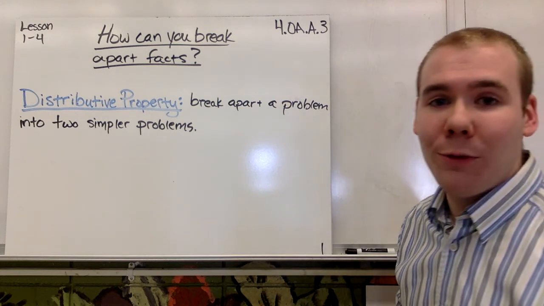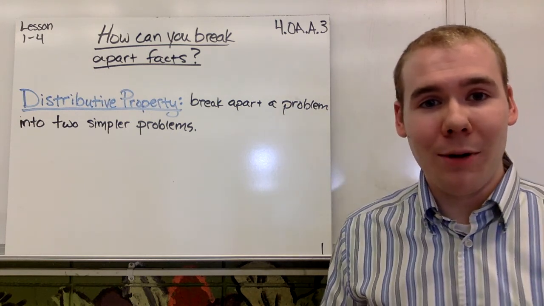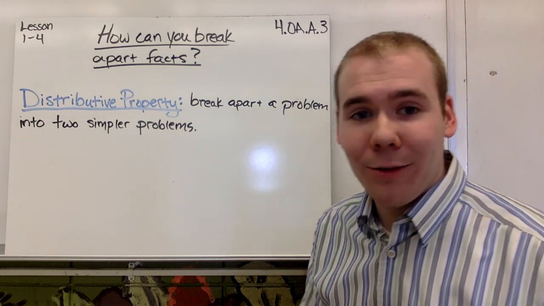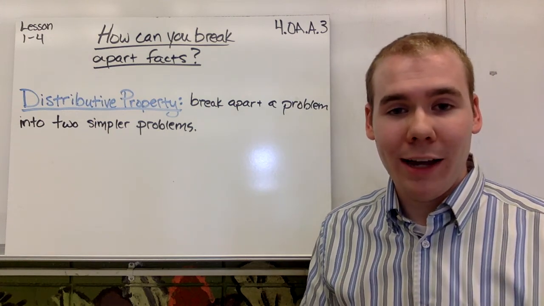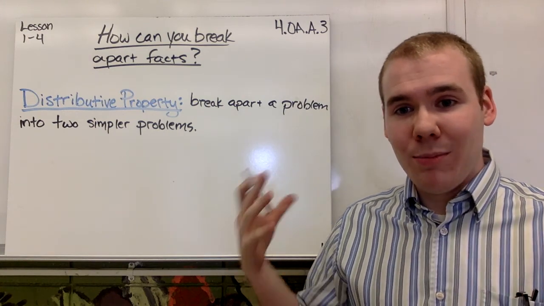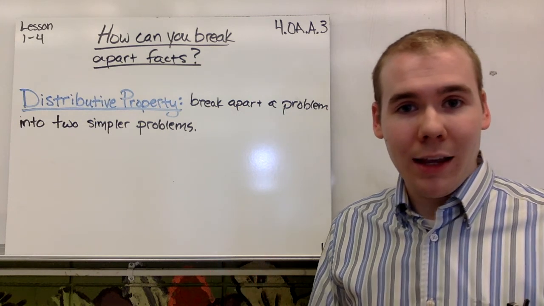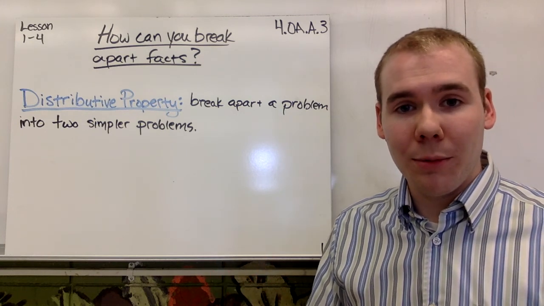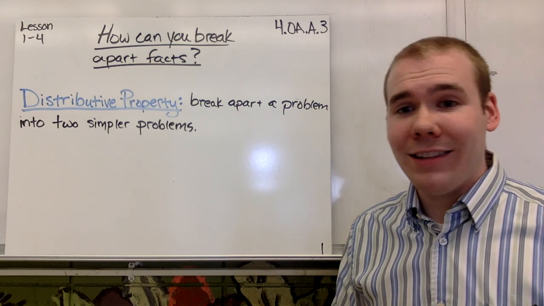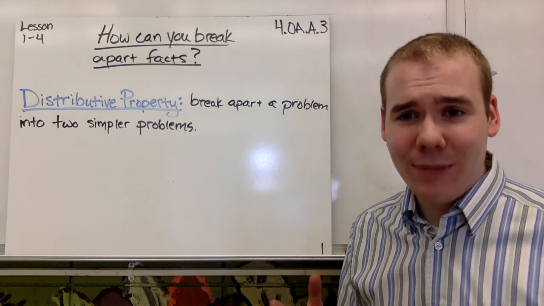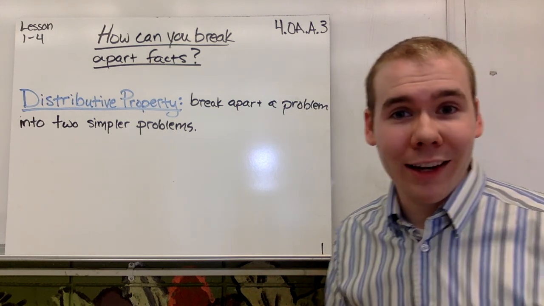This is lesson 1-4 in our book, and we're going to talk about breaking apart facts. And the first thing we're going to talk about, when it comes to breaking apart facts and what that means, is when we take a big multiplication problem and we break it into two smaller problems so it's easier to solve. Now, the easiest way to solve these problems will always be to just memorize the facts, and we're working on that in class.